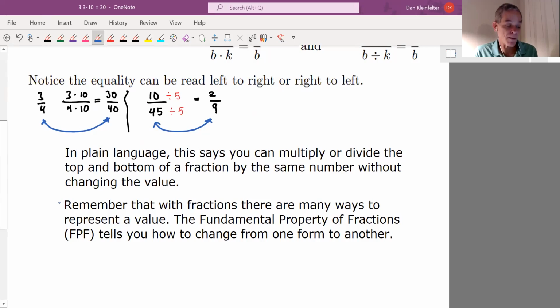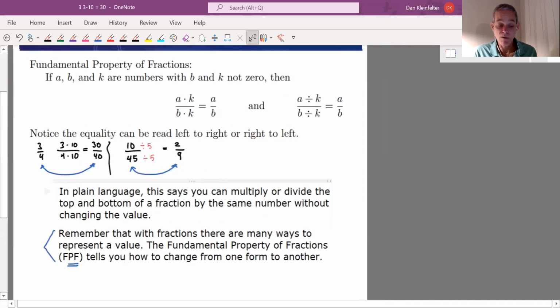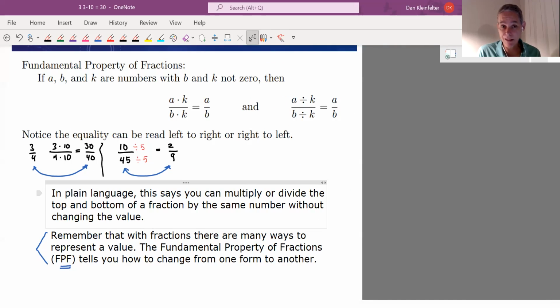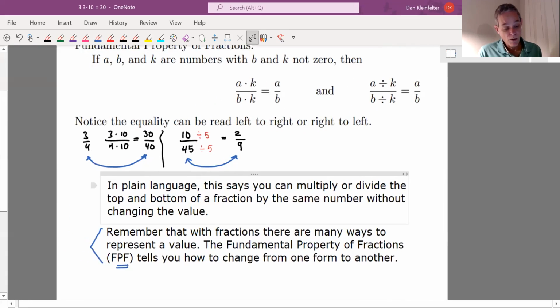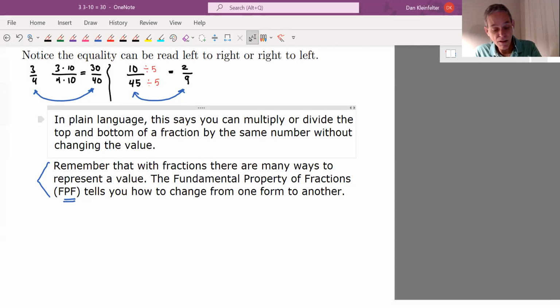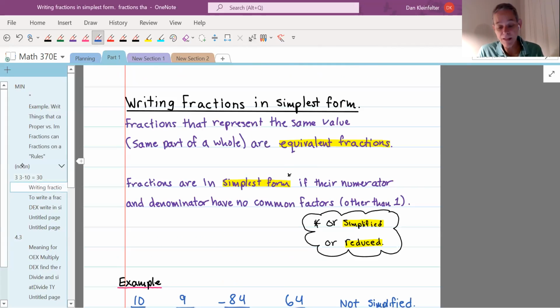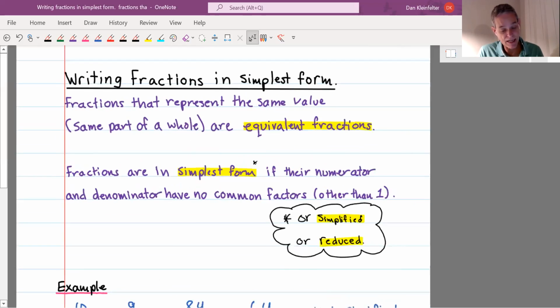Remember how we talked about how, with fractions, there are many, many ways of representing the same value. The fundamental property of fractions, which I'm going to abbreviate as FPF, tells you how to change from one form to another. So it's really important. It's what we use to simplify fractions, and later we'll be using it for something else called building up fractions. So that is the fundamental property of fractions, and we're going to use it to help us simplify fractions. That's the part that is next.